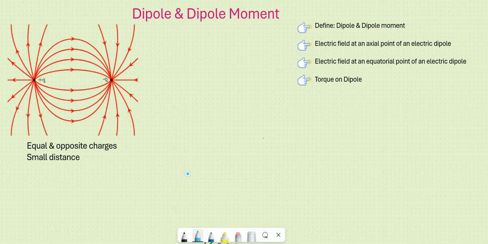Hello dear student, welcome to today's class. Today's topic is dipole and the dipole moment. Let's start with the definition of dipole and dipole moment.